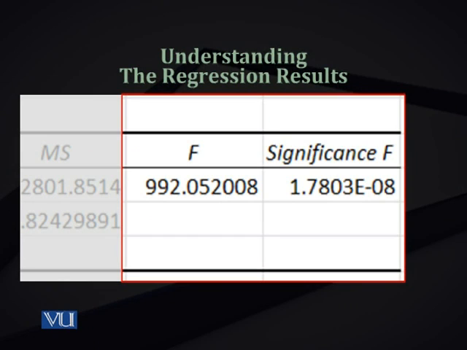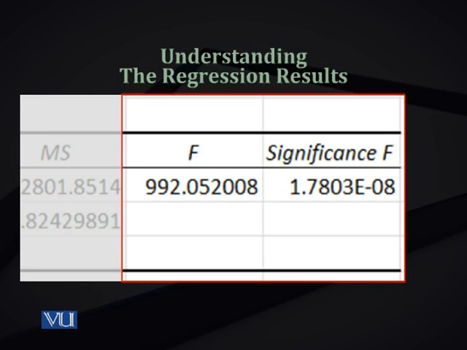F is used in the goodness of fit test, and we want to know whether the fit is good or not. Previously, we used the F statistic and compared it with the table value at 5% or 1% level. But this time, you are seeing that we have the significance of F indicated as 1.7803 E minus 08, or 10 raised to power minus 8.